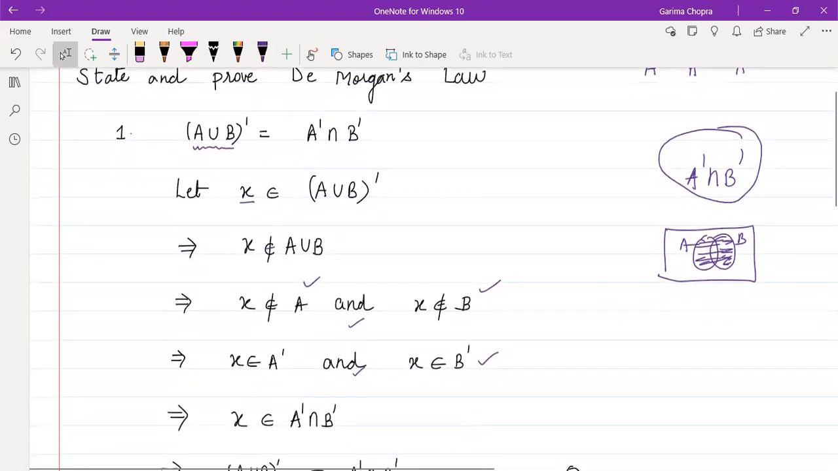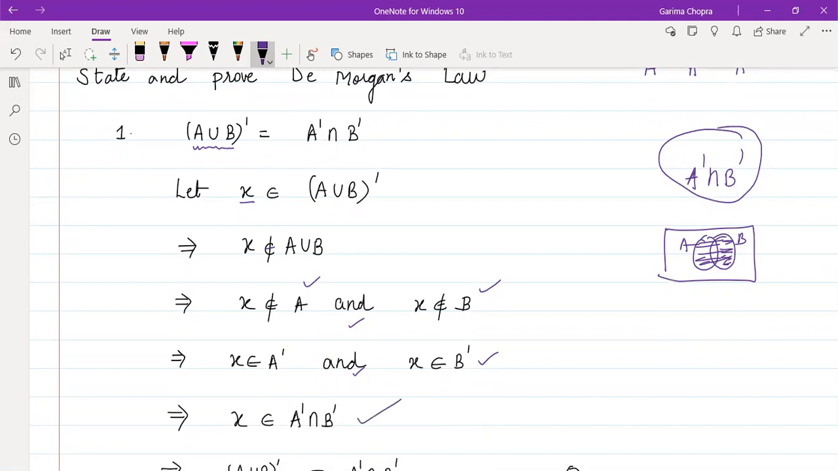And now if we combine these two, we are saying that X belongs to both A complement as well as B complement. Here we have "belongs to", and here we have "and". It means that it will be belonging to the intersection of these two sets. Means X will belong to A complement intersection B complement.